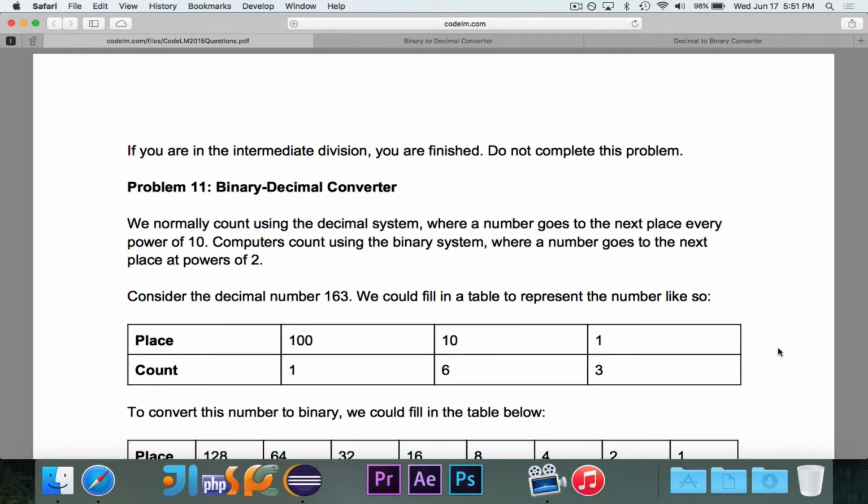Hey guys, Pogo here, and welcome to the next programming problem of the week. This week we're going to look at making a binary to decimal converter and, vice versa, a decimal to binary converter.